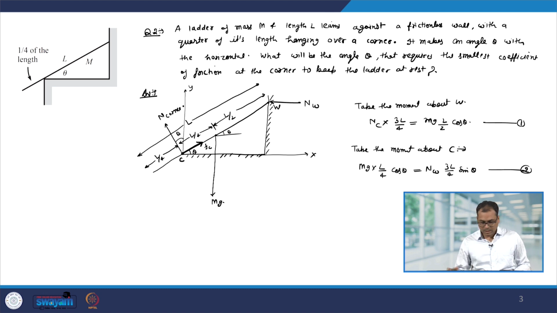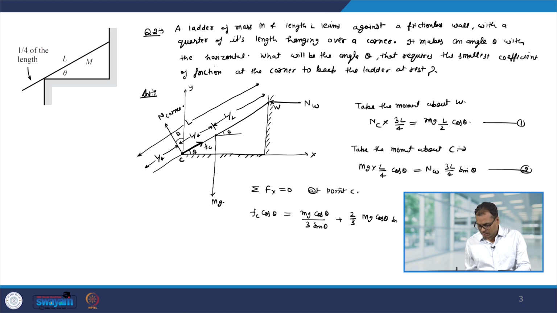Now, to find out the relation among them, let us balance the forces along the x axis. Okay. So, let me say that summation Fx equal to 0, and let us say we are balancing this at point C. Okay. So, we have Fc, the frictional force, its component along the x axis is cos theta, equal to we have Nc force and its component. So, it will be mg cos theta divided by 3 sin theta plus 2 by 3 mg cos theta into sin theta. So, I have balanced the forces along the x axis, and the value of Nc and the value of Nw I have taken from equation number 1 and 2, and then take the component along the x axis. From here I can find out what is Fc, the frictional force.